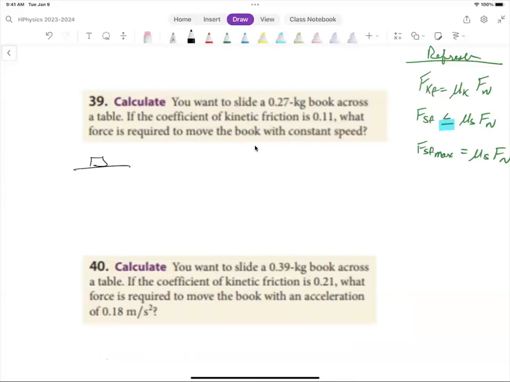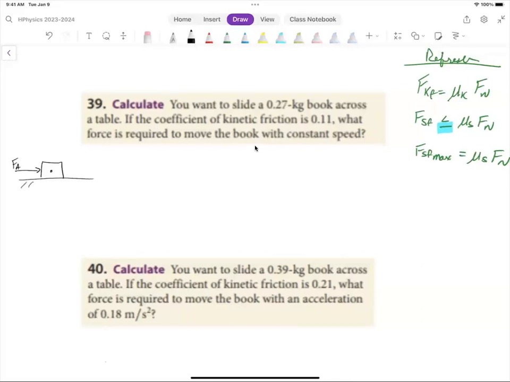So I'm drawing the book on the table. The dot represents the center of mass. I'm going to have to push the book with some force applied. They told me that there's a coefficient of kinetic friction, so I am implying that there's friction. If it's kinetic friction, that means it's sliding. So let's look at all the things. Let's see, what else have I learned?